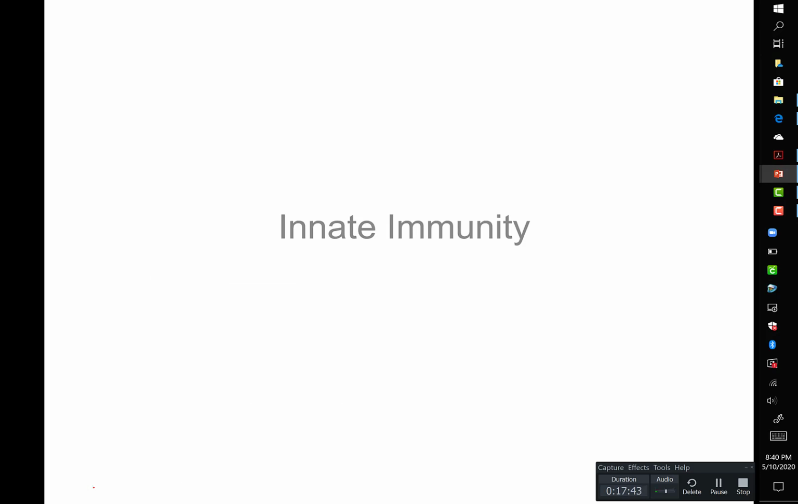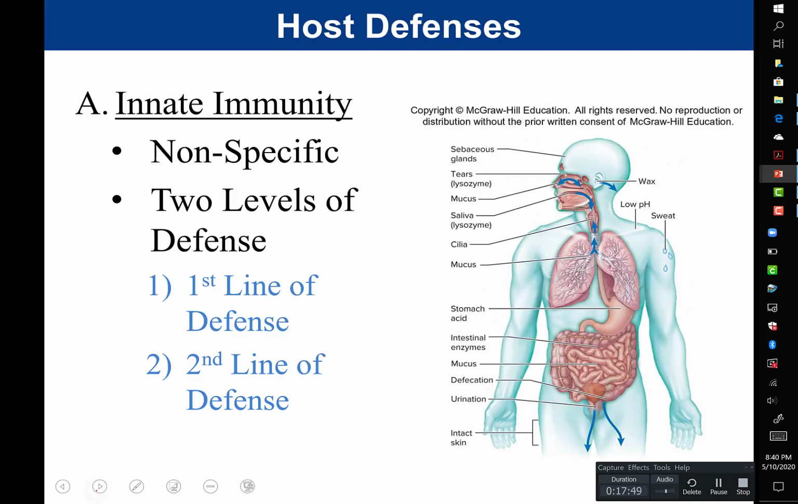So we are going to walk through and talk about the different parts of innate immunity. So again, innate immunity is very non-specific. It's not targeting any particular pathogen. It has two levels of defense. So our first line of defense and our second line of defense are both part of innate immunity.